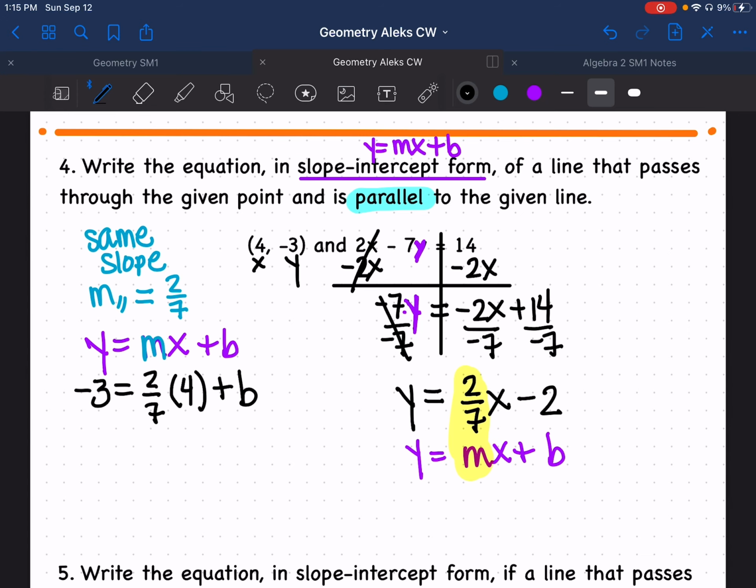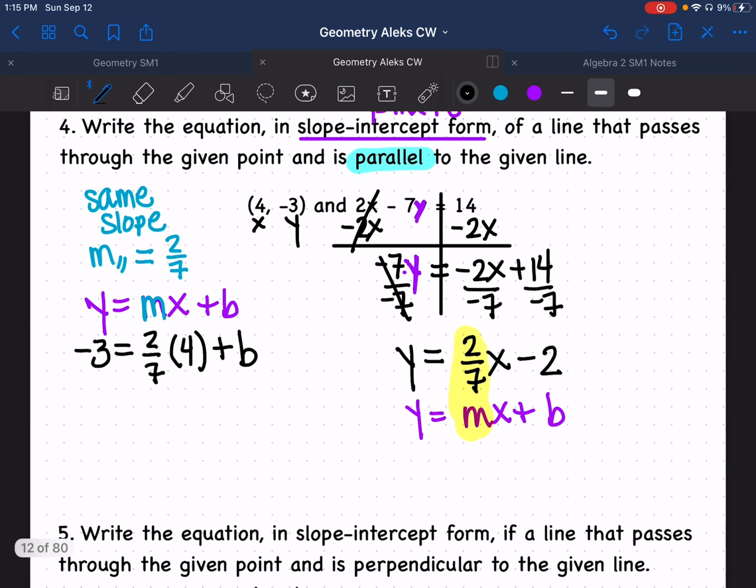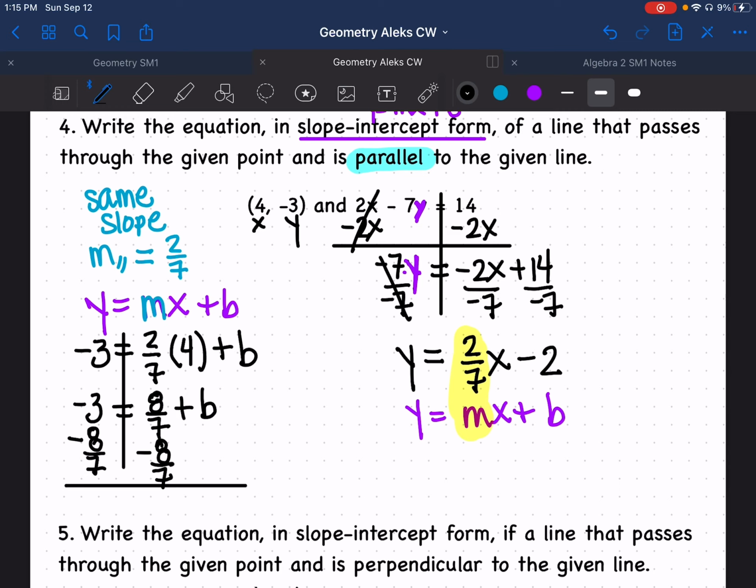Ooh, really, Mrs. Palmer? This one is tough. All right, we can do it. -3, and let's go ahead and multiply. This is going to be 8/7 plus the letter b. I'm going to subtract my 8/7 from both sides. I'm going to end up with a fraction for b.